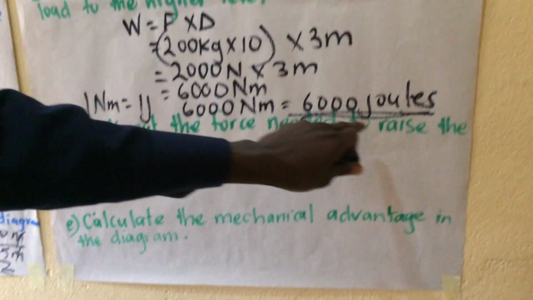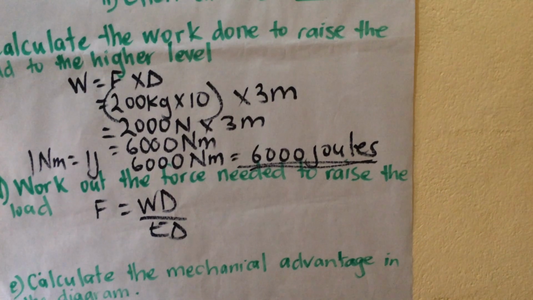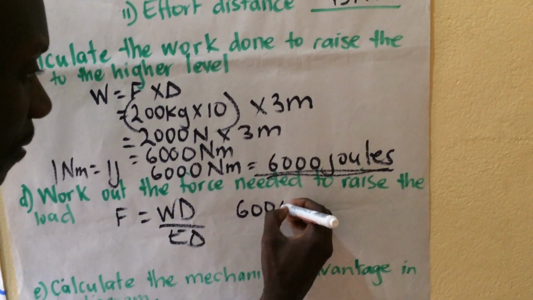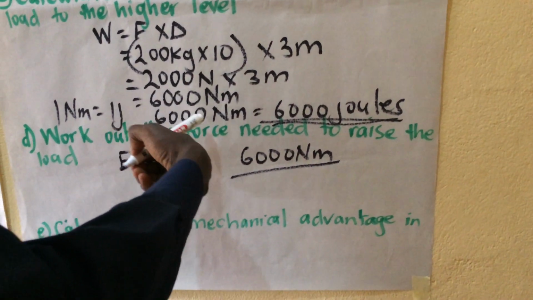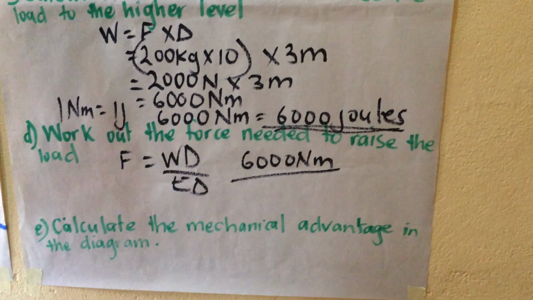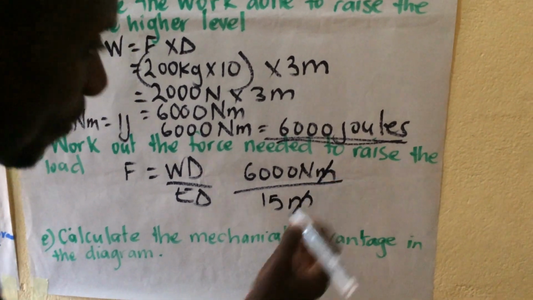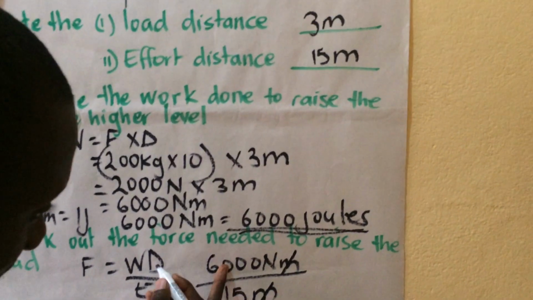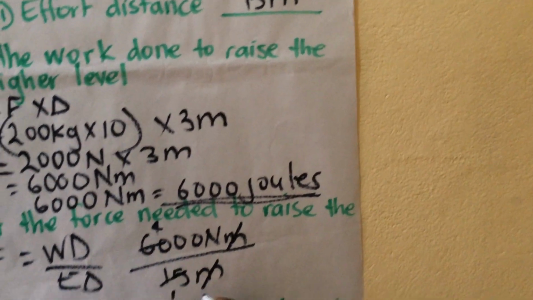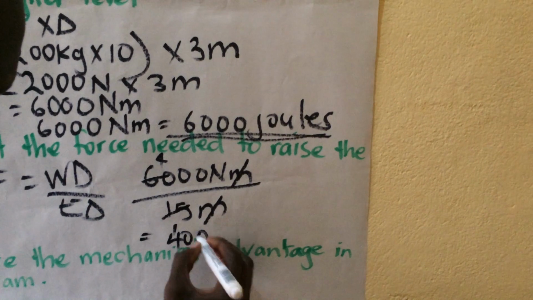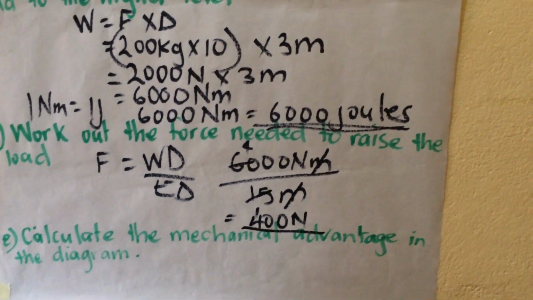Work out the force needed to raise this load. Force is equal to work done divided by effort distance, which is 6,000 Newton meters. Another term to mean Newton meters is joules. 6,000 Newton meters divided by the effort distance, which is 15 meters. The meters disappear, and then 60 divided by 15 is 4, so we shall have 400 newtons. That is the force that was used.